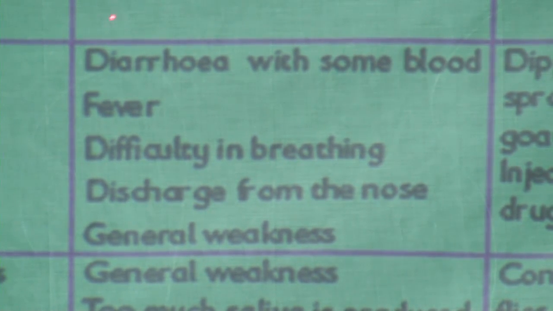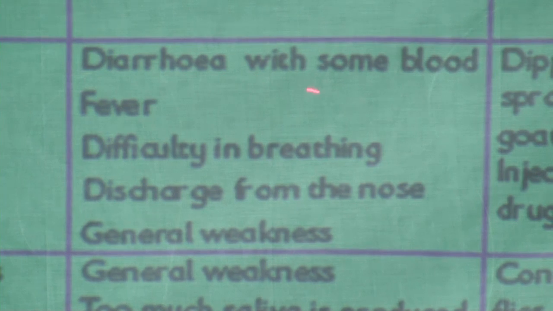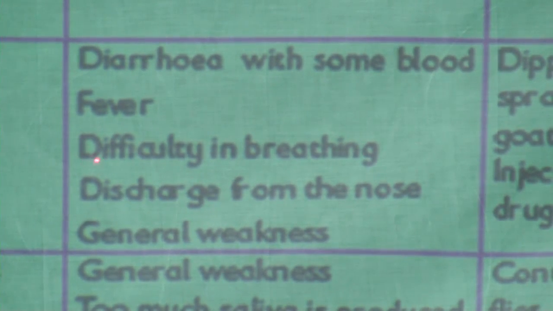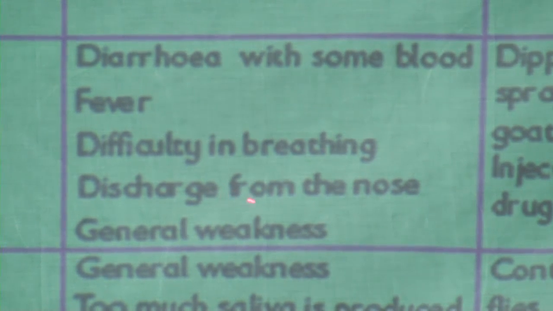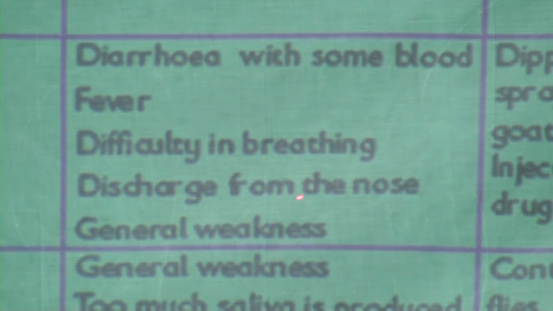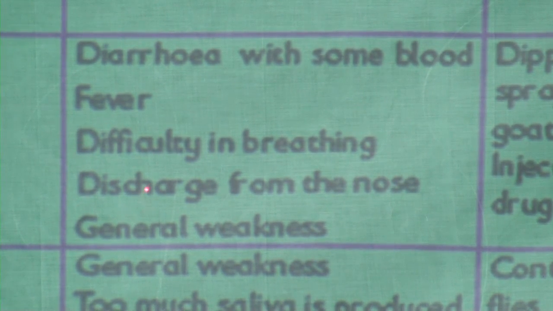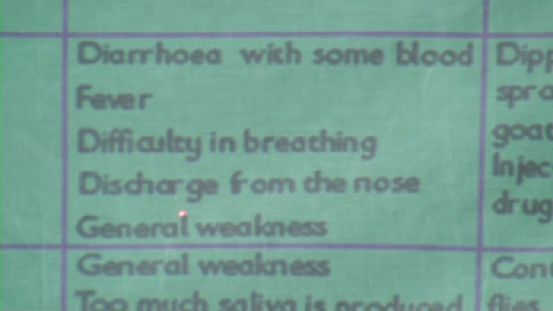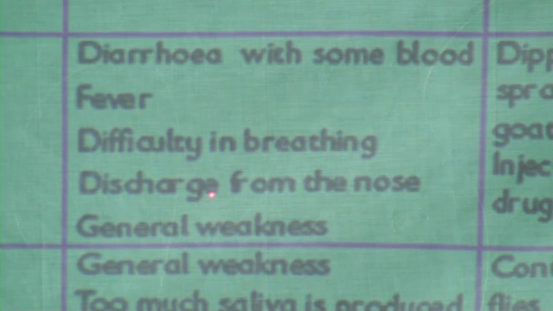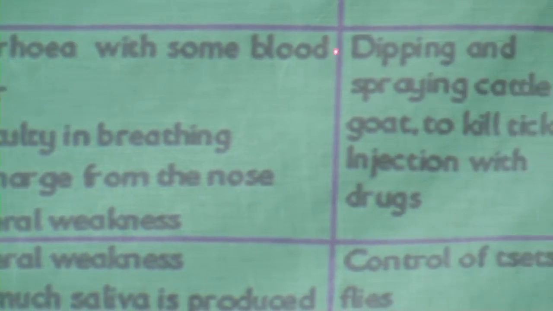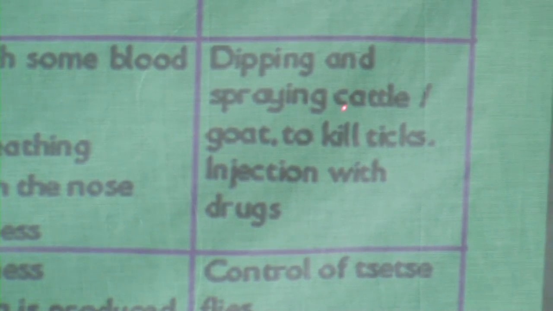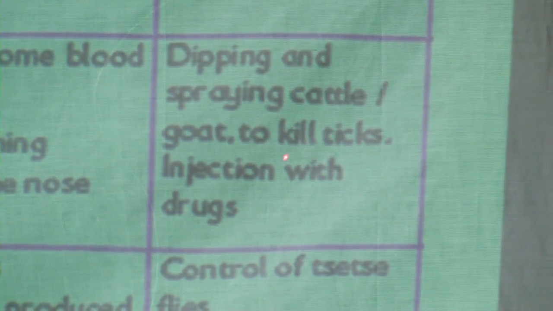So when we see a couple of these signs, the diarrhea with some blood, fever, difficulty in breathing, discharge from the nose or runny nose, which is mucus on the nose, then general weakness, these ones will show that the animal is suffering from East Coast fever. And then we should not end here. We need to look at how we should control or prevent this disease. So what you have to do is dipping and spraying cattle and goats to kill ticks.